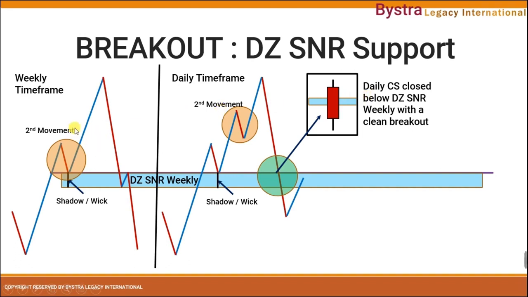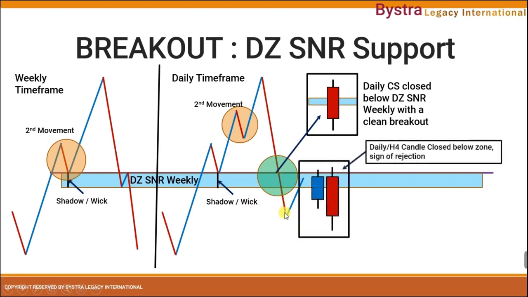Okay, so we mark our danger zone SNR at the second movement, which is called the support at the weekly time frame. In the daily time frame, this is how we can see it: the daily candlestick breaks with one Marubozu below the area. Once it breaks this support, it will come back to test it as a new resistance. Therefore, the price will come back into this zone. Now, what we should do is wait for the confirmation of rejection at this new resistance area.